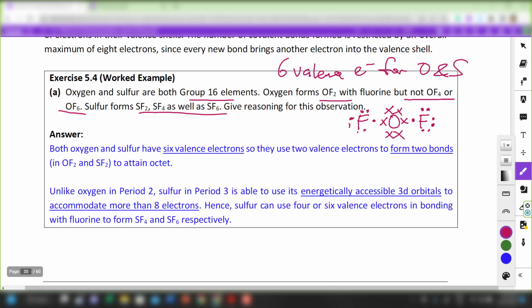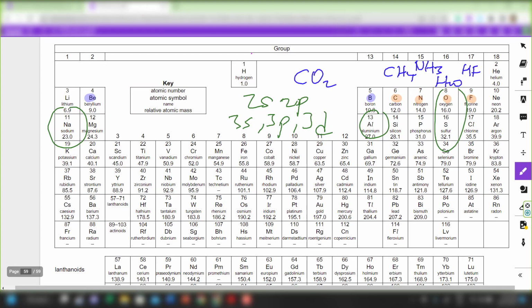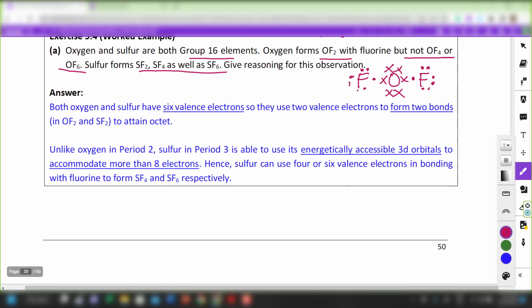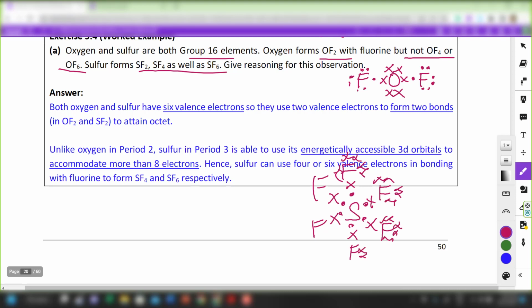But for sulfur, sulfur is in period 3. You can see that it's in between phosphorus and chlorine. So therefore octet expansion is possible. So it's possible for me to have sulfur in the middle, and then I can have fluorine here, fluorine here, fluorine, fluorine, and fluorine, and then you can just put in the rest of the electron pairs as you wish. Okay, that will complete the dot cross diagram.